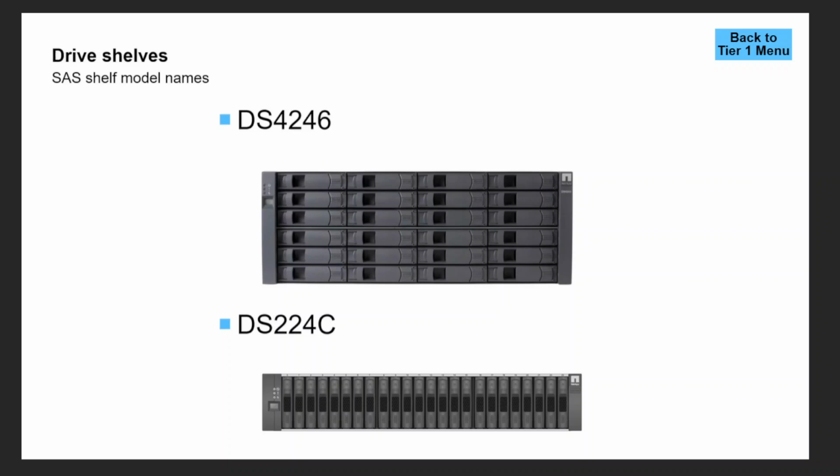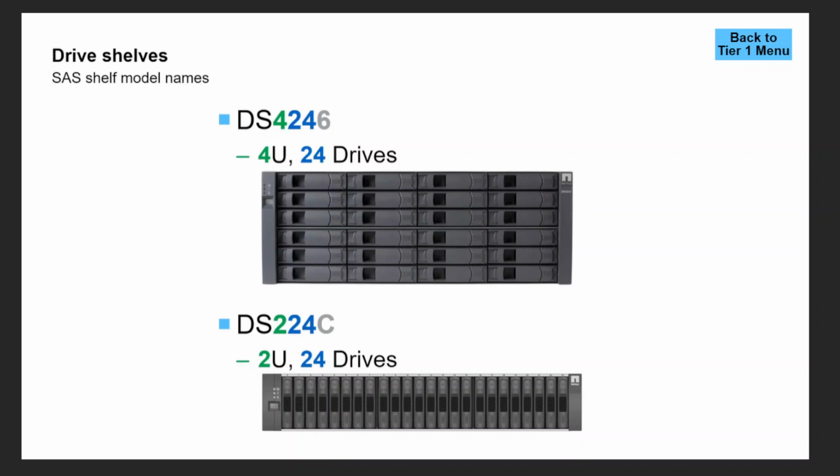The model number of a drive shelf contains information about the shelf. For example, the names DS4246 and DS224C provide the following information. The DS in the model name stands for drive shelf. The first digit indicates how many rack units tall the shelf is. A rack unit has a height of 1 3/4 inches, or 44.45 millimeters. The DS4246 is 4 rack units tall, and the DS224C is 2 rack units tall.